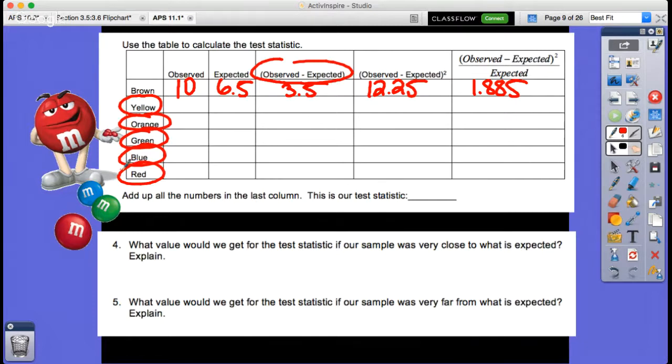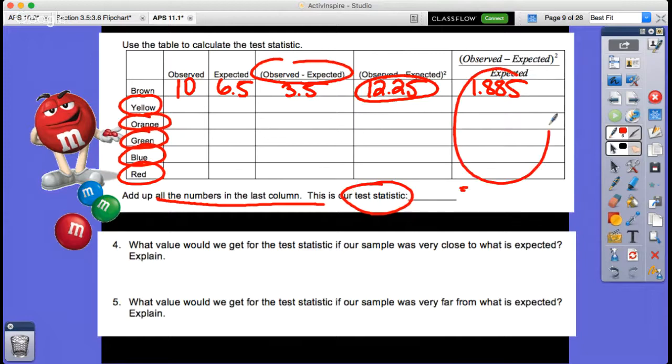Because really what we're doing is we're saying that when we square it and then we divide it by its expected again, that's the distance away from what we would expect it to be. And we're going to take all of those values down. Now, as we add up all the numbers in this column, this is our test statistic, okay? This is the statistic that we just calculated.